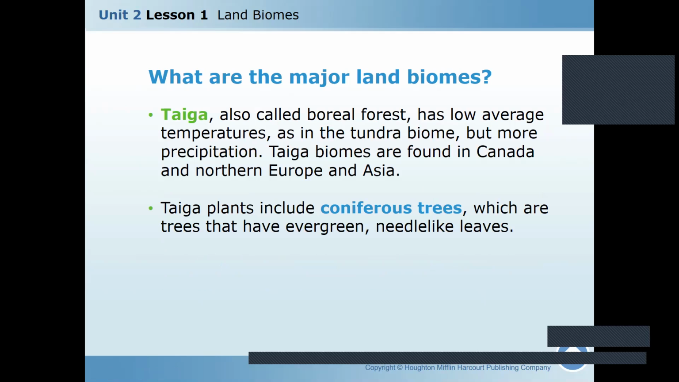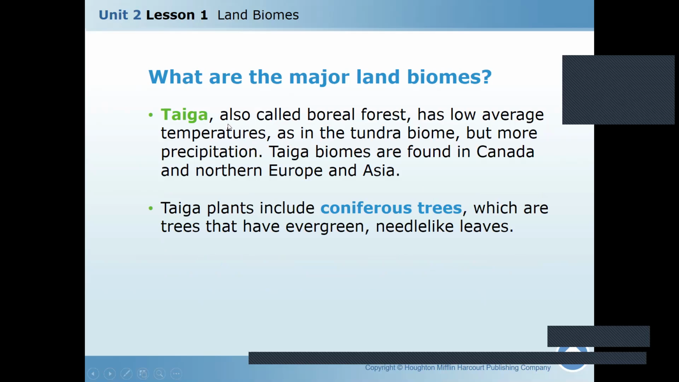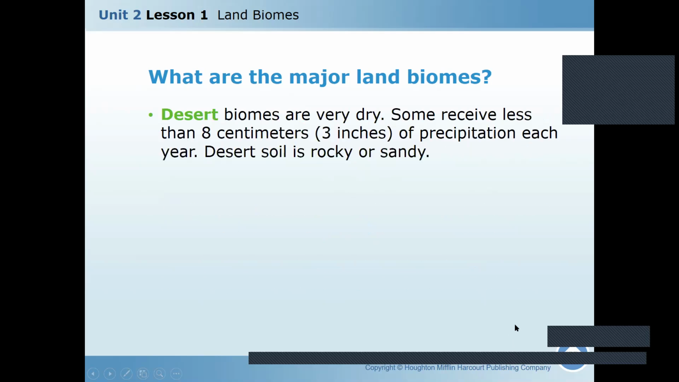Coming to taiga, from the beginning I'm telling you, taiga has coniferous trees. And I've also shown you the picture of how these trees look. Taiga, also called boreal forest, has low average temperatures, as in the tundra biome, but more precipitation. Tundra has less rainfall when compared to taiga. Taiga has more rainfall, especially in Canada and Asia. They include coniferous trees, which have evergreen needle-like leaves.